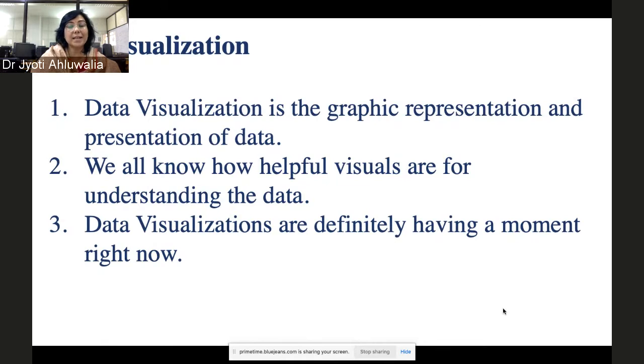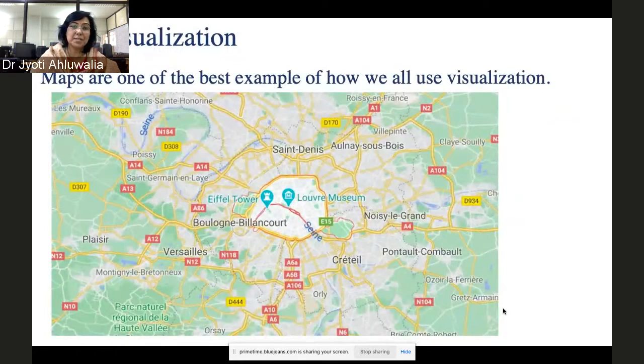Data visualization is the graphical representation and presentation of data. And we all know how useful visuals are for understanding the data. Data visualizations are definitely having a moment right now because there is an ocean of data available. And one of the best examples of using data visualizations is our Google Maps. Maps we use, and maps contain such a whole lot of information, and it is visible on our mobile screens in such a short period, and it helps us to maneuver from one place to another, telling us a host of information that we would be using to go to our destination.